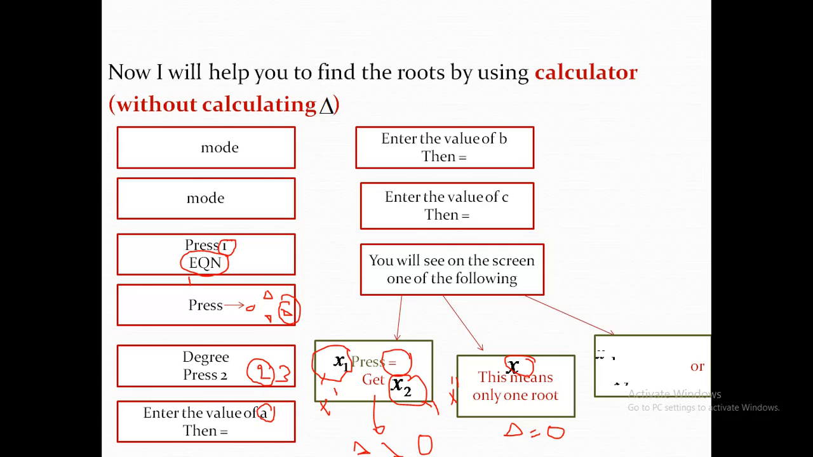Now the most important thing, you must be careful. If you see on the screen x1, but with this sign or this sign, then you will ignore those values and you will say that delta is less than 0, no roots. Don't take those roots. Directly write no roots and delta less than 0.